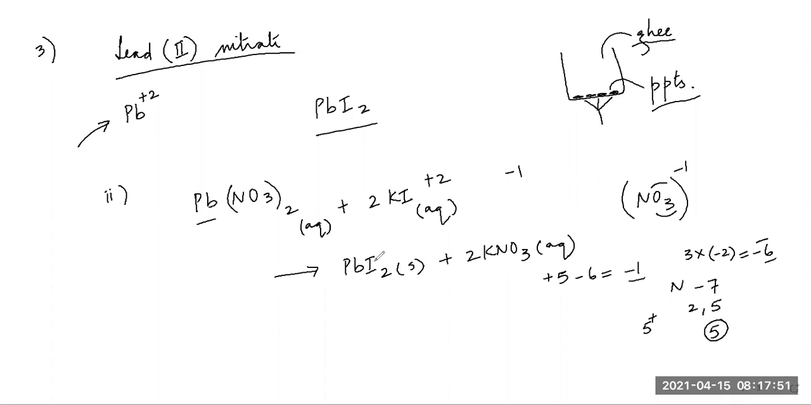Then list two types of reactions in which this reaction can be placed. So this reaction can be placed in what kind of two types of reactions? So one, this is a precipitation reaction, because this is a precipitate, right? You can also put an arrow showing this is a precipitate. And then double displacement reaction, because lead is getting replaced by potassium, and here potassium is getting replaced by lead, so it's a double displacement reaction.